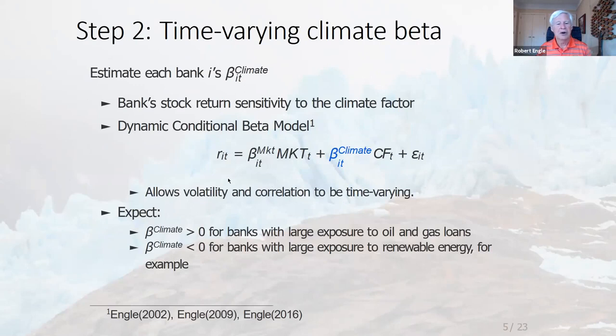So the key part of this, and really the only thing I'm going to talk about today, is estimating the beta. We have a beta on a climate factor and a beta on the market factor. And we estimate these using dynamic conditional betas, which takes account of the fact that both correlations and volatilities of all of these three assets are changing over time. And so therefore the betas are actually changing over time.